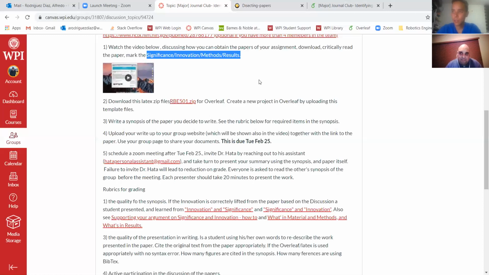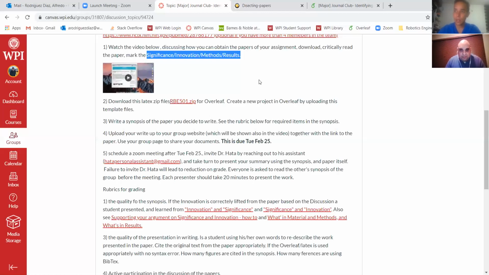Yeah, I think I concur with what you're saying. Maybe for significance and innovation, based on the video from Professor Hatta, innovation we have to take from analyzing the complete paper. However, for significance, there are keywords in the introduction, in the initial sections of the paper, that you can take the significance out of.